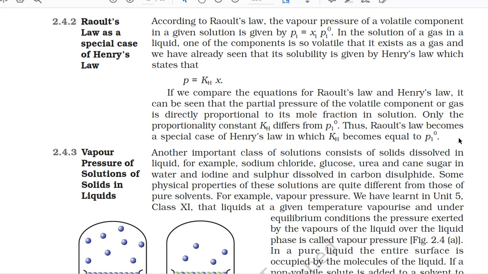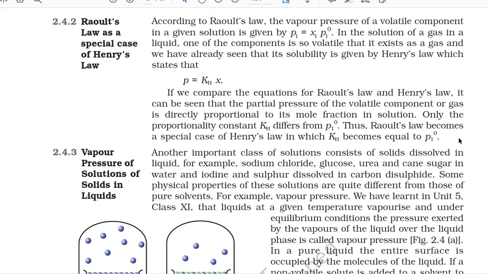2.4.2 Raoult's law as a special case of Henry's law. According to Raoult's law, the vapor pressure of a volatile component in a given solution is given by P1 = x1 × P01. In the solution of a gas in a liquid, one of the components is so volatile that it exists as a gas, and we have already seen that its solubility is given by Henry's law, which states that P = Henry constant × X.